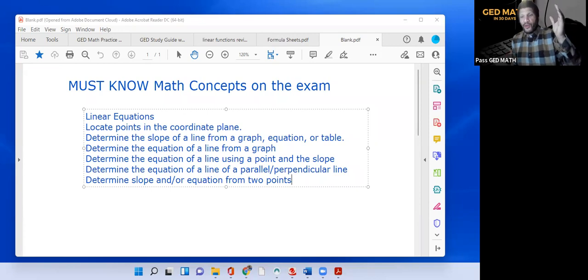So I gave you area of a rectangle, area and circumference of a circle, and area and perimeter of a composite shape. That's 3 problems. Locate points in the coordinate plane. That's 4, 5, 6, 7, 8, 9. So already we got 9 questions. We almost have a quarter of the exam right now. Determine the slope and/or equation from 2 points. Guarantee you're going to have it.